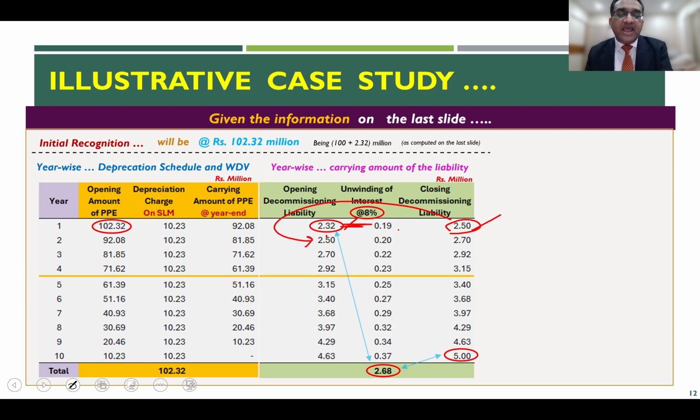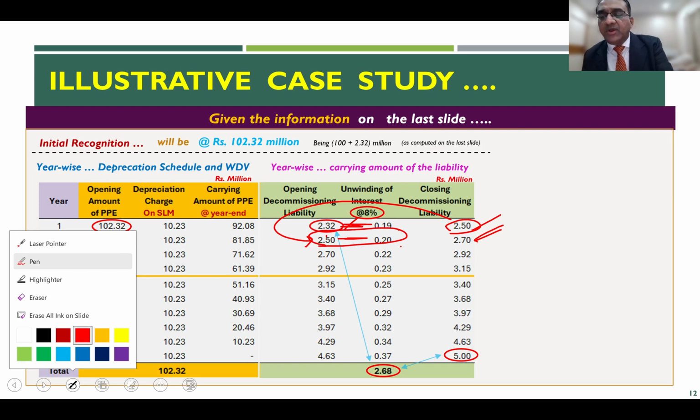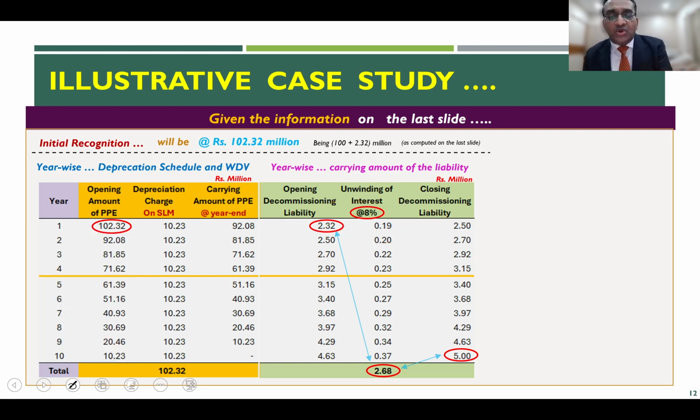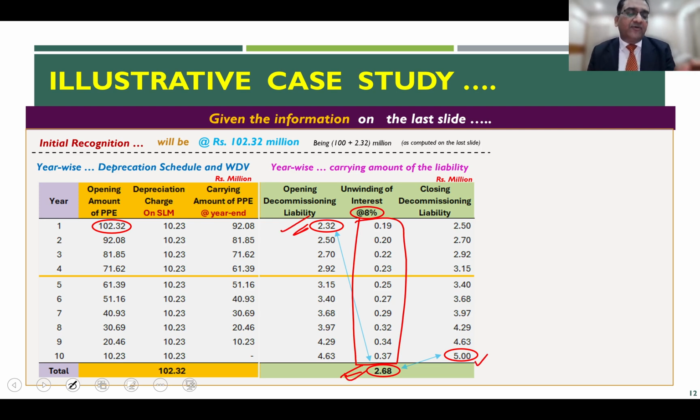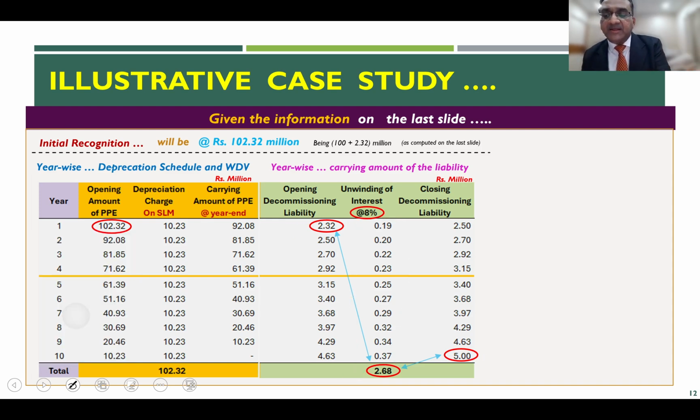This becomes the opening balance. And then 8% of this 2.5 million is the unwinding of interest for year number 2, and the liability goes up by that amount at the end of year number 2. In the same way, you keep doing the calculation, and therefore 2.32 plus the total interest unwinding during this period of 2.68, the sum total of these two will give you the liability balance of 5 million as per the original schedule.